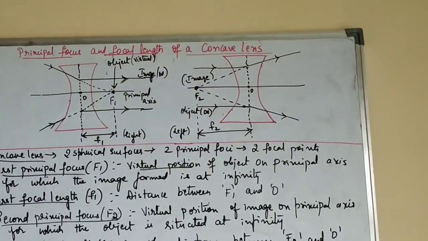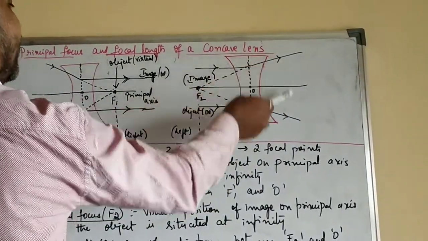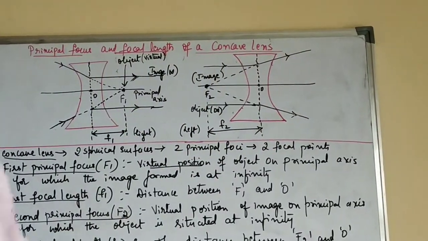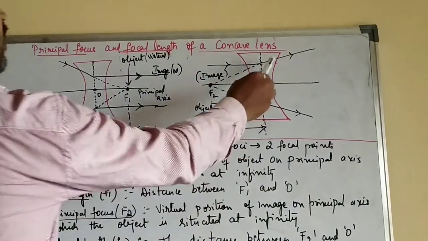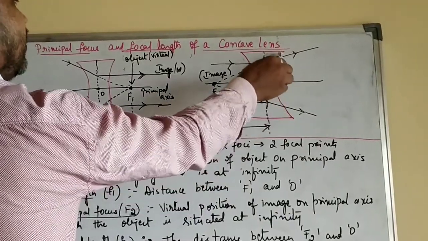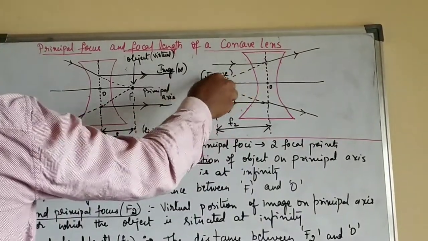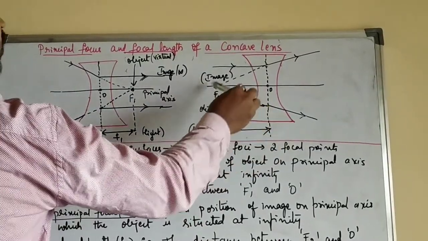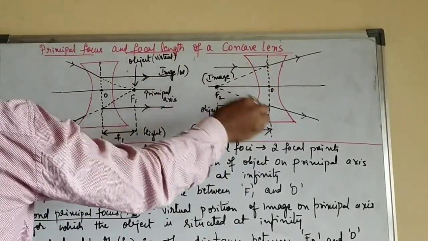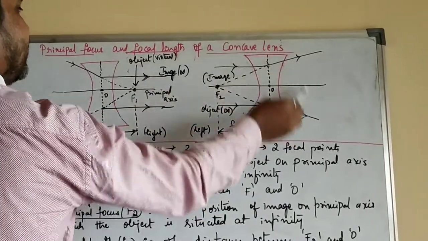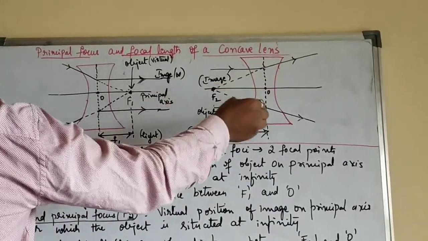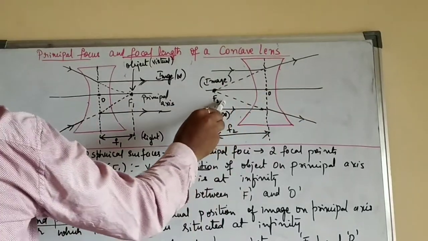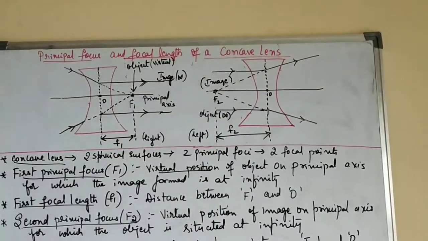They are diverged. These two are the divergent rays or the refracted rays which are going divergent. Now, how to obtain the second principal focus? These two divergent rays, you just extend backwards, that is extend virtually backwards, so that those two divergent rays, that is those two refracted rays, virtually converge at one point on the principal axis, what we call the second principal focus.